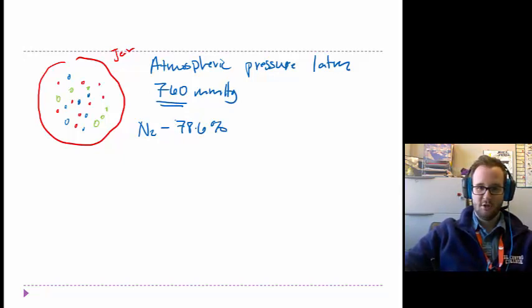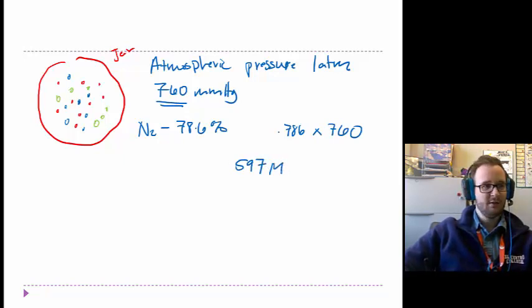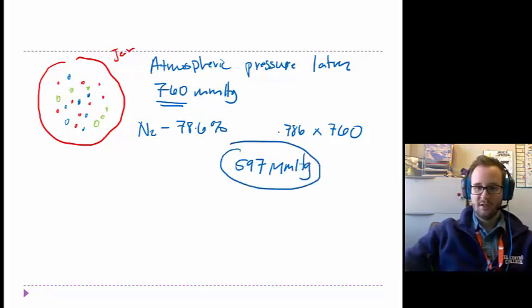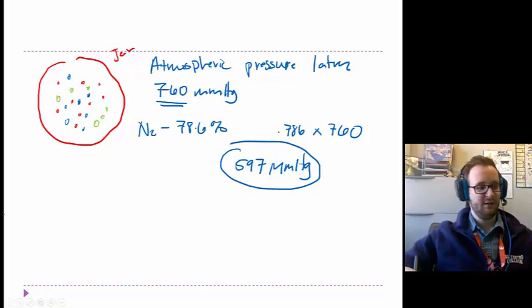So if we wanted to know the pressure that nitrogen contributes, we would multiply 0.786 times 760, and we would get that to be 597. And this is in millimeters of mercury. So nitrogen alone contributes almost 600 units of that pressure that makes up the entire atmosphere. Oxygen and carbon dioxide are both at lower levels, but they're all going to contribute.